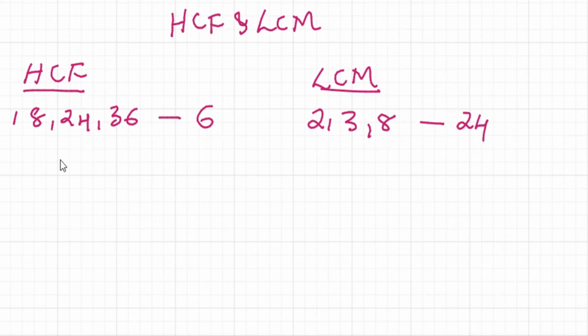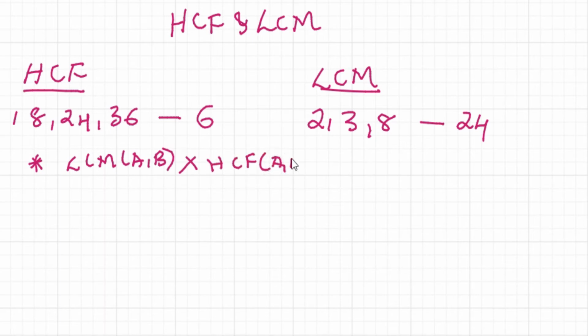So that's it. Now some of the important properties of HCF and LCM. See, the first property is that consider two numbers or integers a and b, then LCM of a, b into HCF of a, b will be equal to the product of those numbers. That is, we have two numbers a and b, then the product of those numbers will be equal to LCM of those particular numbers into HCF of those particular numbers. That is the first property.